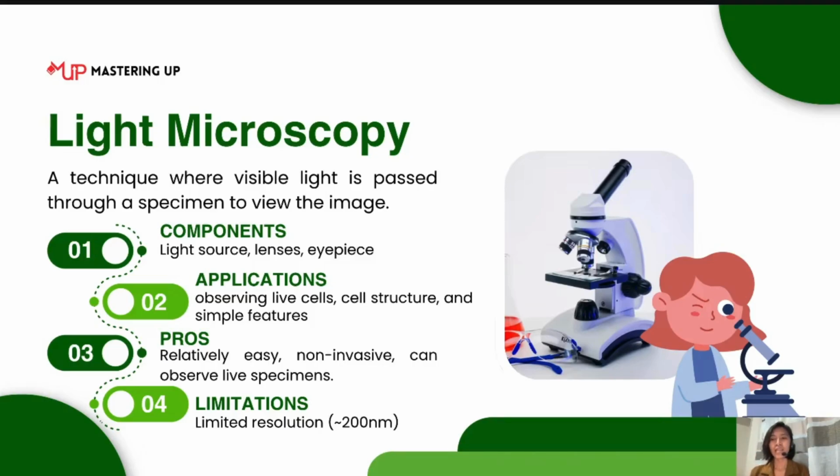What's great about light microscopes? They're not only affordable, but also allow us to observe live cells in action. We can watch cells dividing or moving, which is amazing. However, light microscopes have limitations. For example, they can't help us see tiny molecules inside cells like proteins or viruses.